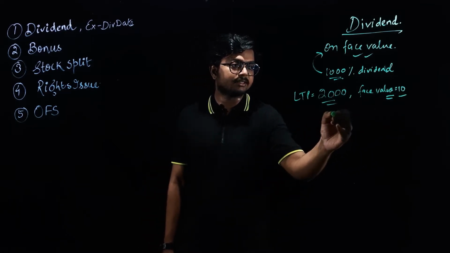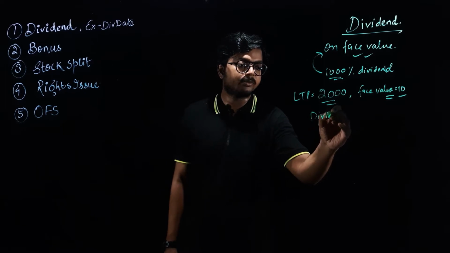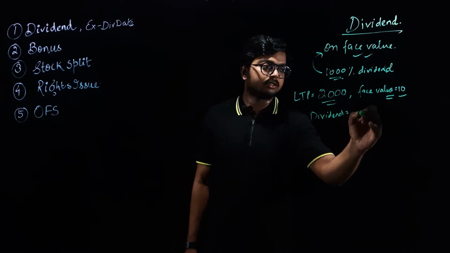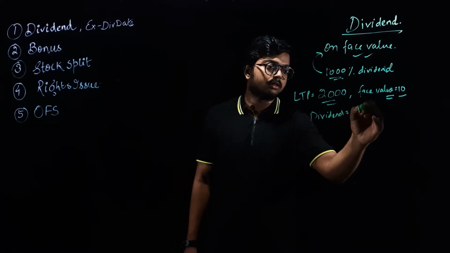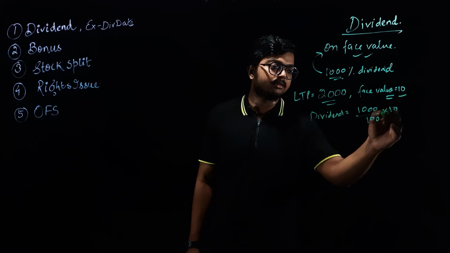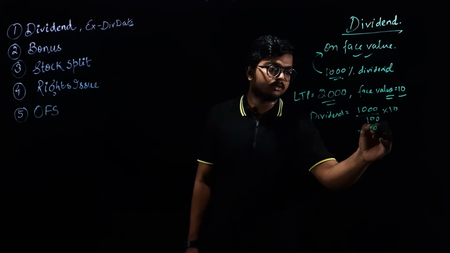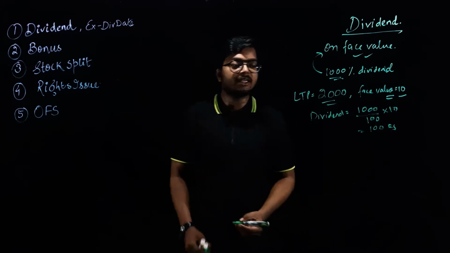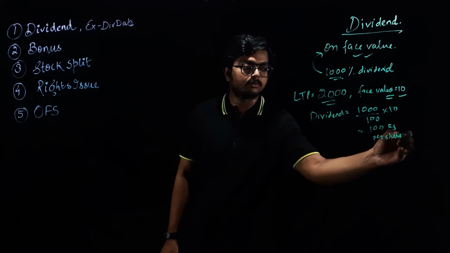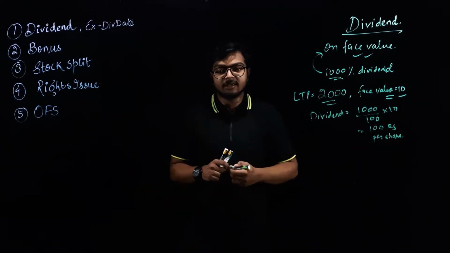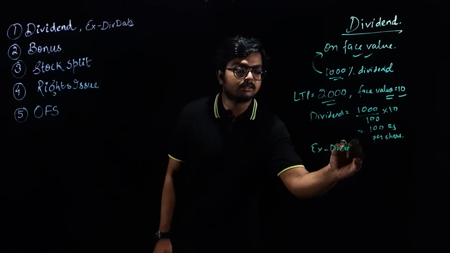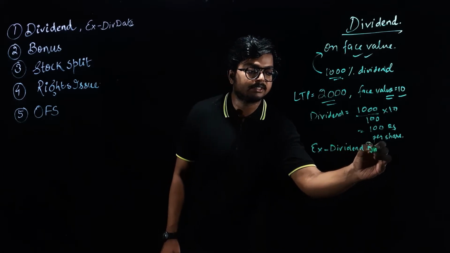So in this case, the dividend that you would be getting is 1000% of this one. So it would be 1000 divided by 100 multiplied by 10, which is equal to 100 rupees. So you would get 100 rupees dividend per share. Now, in case of dividend, you must also know one more thing: ex dividend date. This is very important.